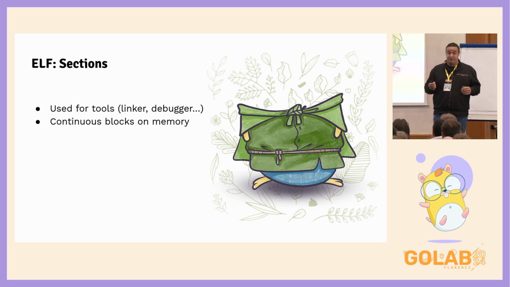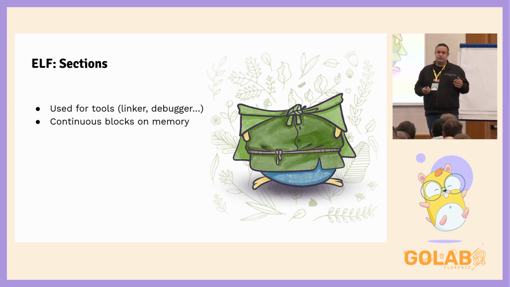First, I want to explain what a section is. A section is a chunk of continuous data in our binary that represents something. Normally it's used by the linker or the debugger. It can be used by the runtime also, but there are sections that are used only by the linker or only by the debugger. That's a section. It's just chunks of data.